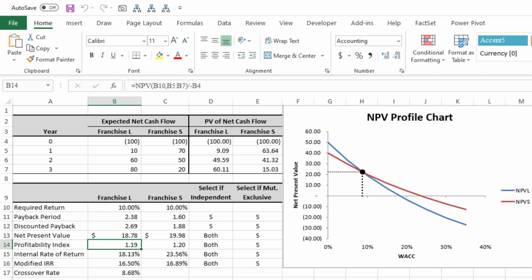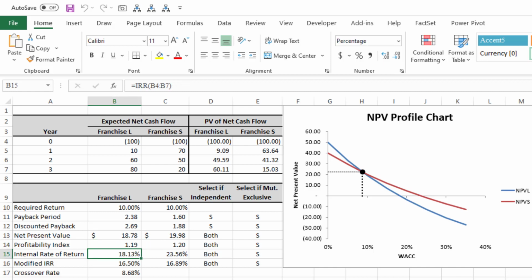We also were asked to calculate the profitability index, and remember that's the present value of the cash flows divided by the initial outlay. And in this case, essentially what that's telling us is that we're going to get back $1.19 in benefits on franchise L for every $1 that we invest. And remember that the benefit is the present value of the cash flows. So this is in present value terms. For franchise S, we would get back $1.20 for every $1 invested. And so S looks like the better project, again at a 10% discount rate. If we change the discount rate to be something below 8.68%, then L would be the better project.